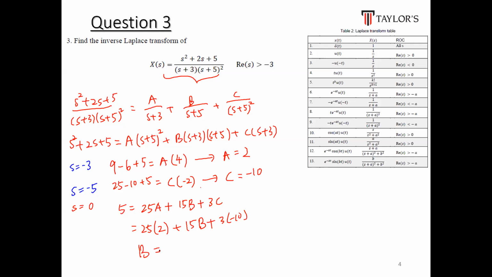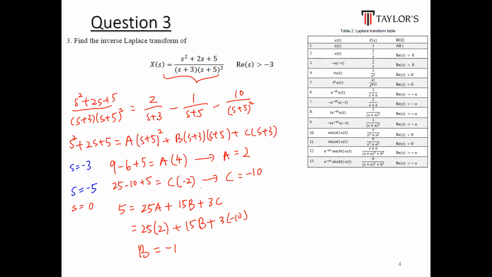So in this case, what does B give us? Let me use a calculator. 5 plus 30 minus 50 divided by 15. So B is negative 1. Right, B is negative 1. So now we can make a conclusion here. I should already write up here that the partial fraction actually gives us 2 over (s + 3), minus 1 over (s + 5), and minus 10 over (s + 5)^2. And then we can start to apply wherever we have on the table.